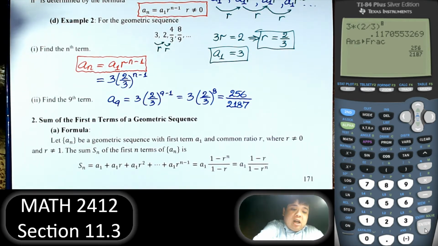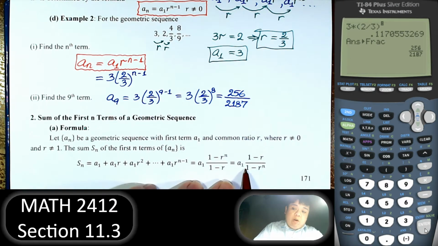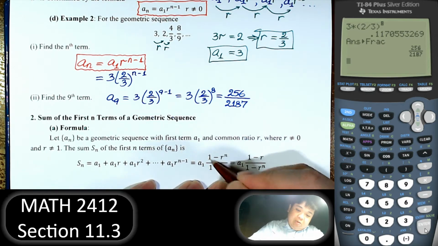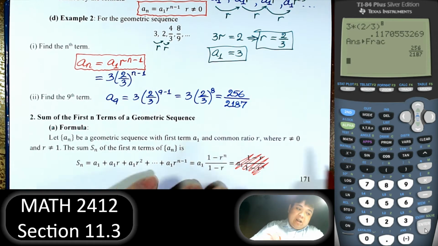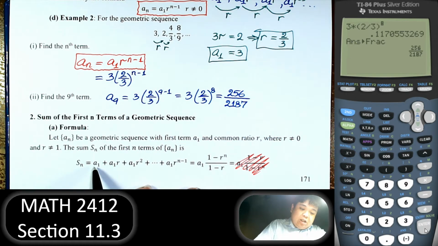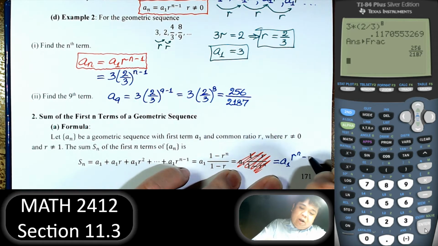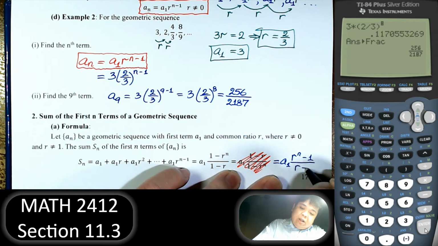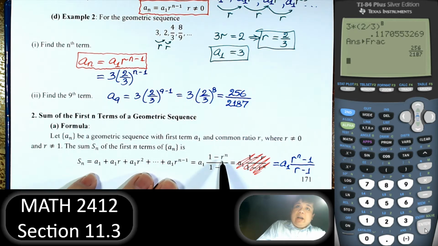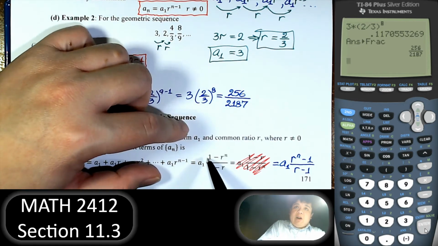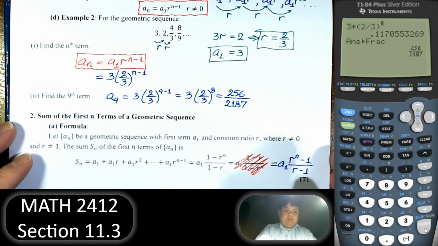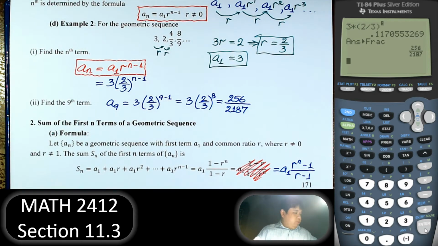Now if we want the sum of the first n terms of a geometric sequence, by the way, this formula is terribly wrong. This one is correct, but this one's wrong. So the sum from the first term all the way to the nth term is given by this, or we can also say a1 times r to the n minus 1 over r minus 1. So either 1 minus r to the n over 1 minus r, or we flip it to r to the n minus 1 over r minus 1. Let's take a look at the proof.